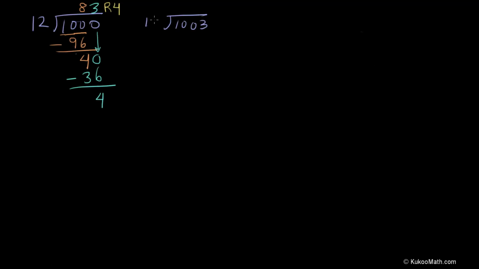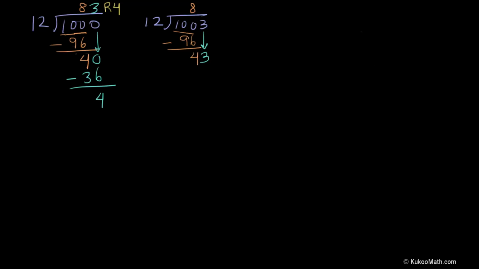Now let's try 1003 divided by 12. Since the first couple digits are the same, we know that we have to look at 100. And we know that the first number is going to be 8 again. So we're going to put 8, 96, subtract, we get 4. And now the next step we're going to do is bring down this 3. Now we have 43.